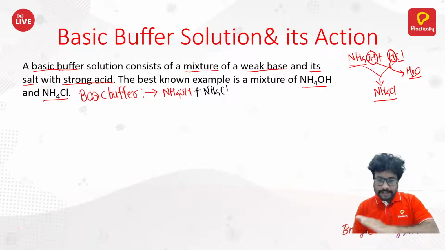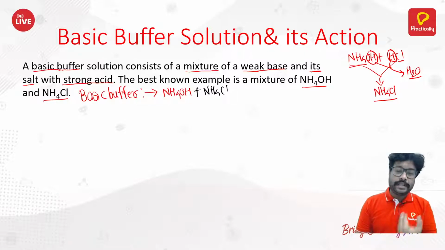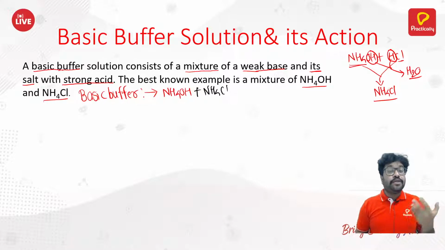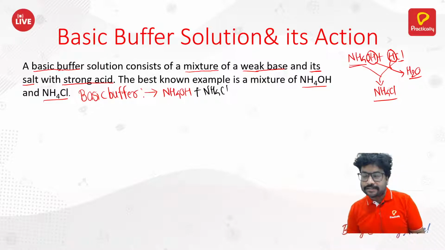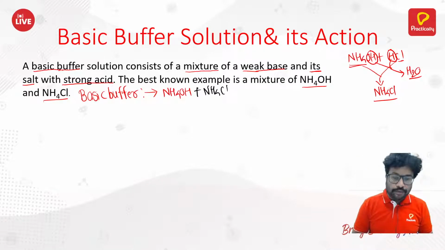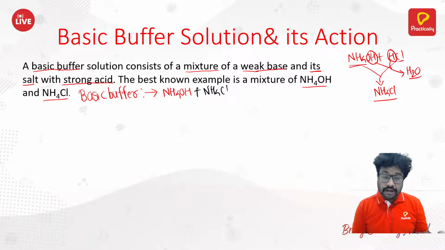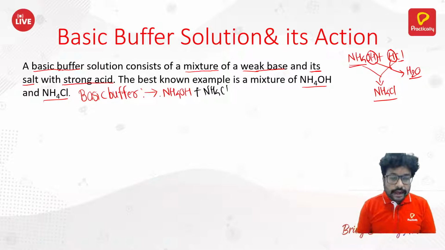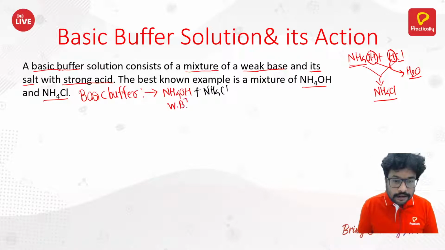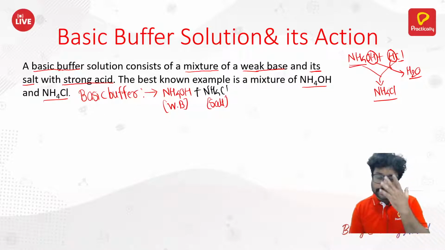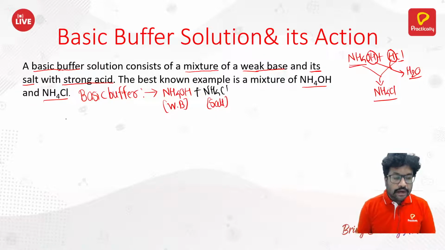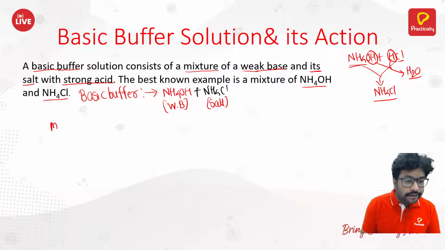That is how it's being added. So that's the basic buffer. Now we can have a different example apart from this, but we need to search for a weak base, and there are very few weak bases. So let's consider this to be the best example of a basic buffer: NH4OH, which is a weak base, and NH4Cl, which is a salt with a strong acid, that is HCl. Now let's see how this basic buffer behaves, its mechanism, or rather its action.